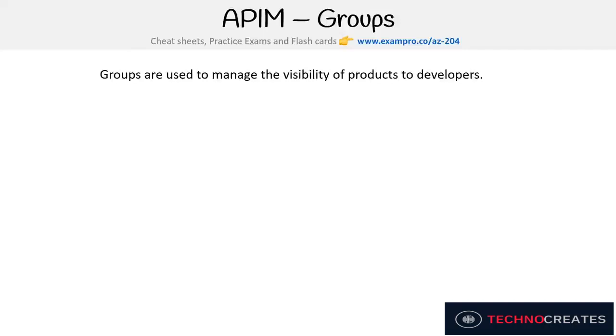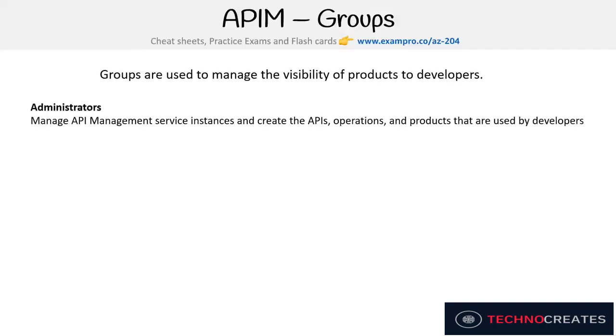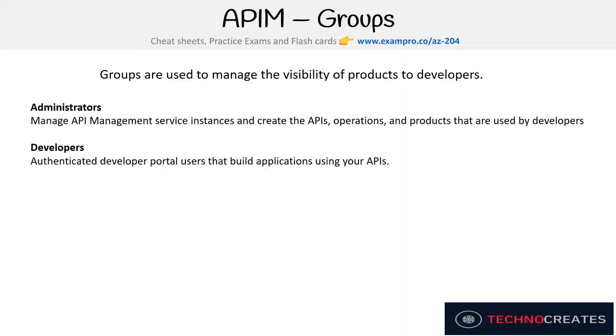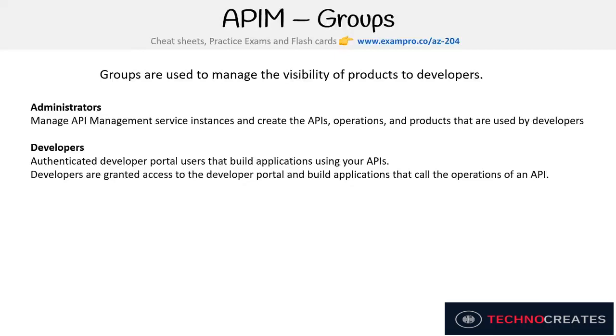All right, so let's take a look here at groups for APIM. Groups are used to manage the visibility of products to developers. We can break these down into some broad categories. We have administrators. They manage API management service instances and create the APIs, operations, and products that are used by developers. Then we have developers. They are authenticated for the developer portal. These are users that build applications using your APIs. Developers are granted access to the developer portal and build applications that call the operations of an API.